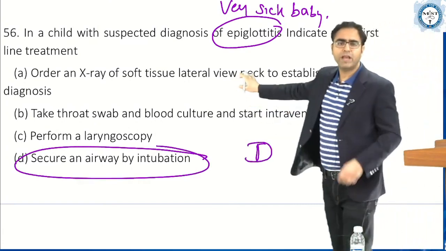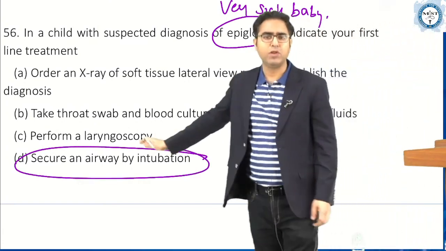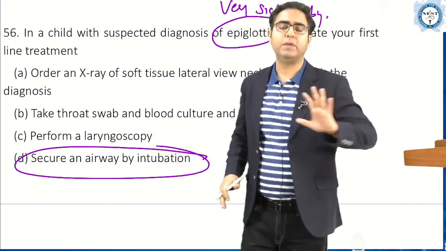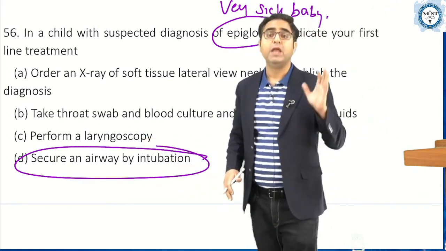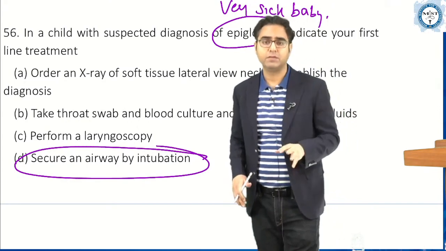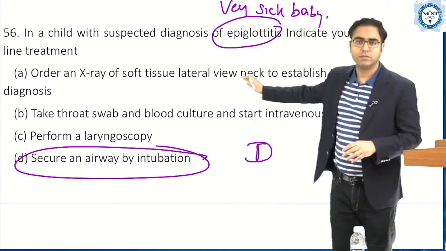Don't go for X-ray, don't go for throat swab, blood culture, laryngoscopy. Straight away intubate the patient, beta, because it's a very sick baby. It's a serious airway emergency. Answer is D, beta. Fine.